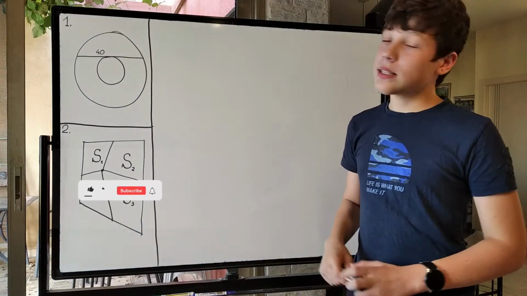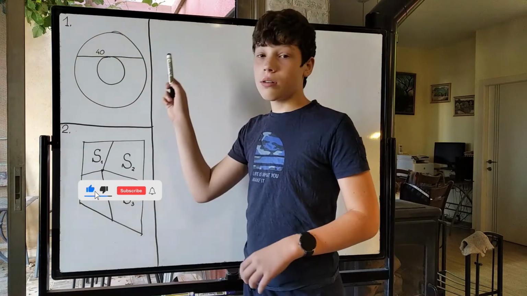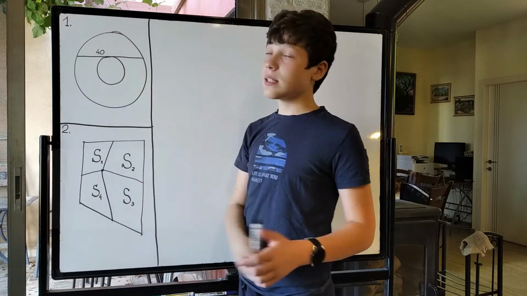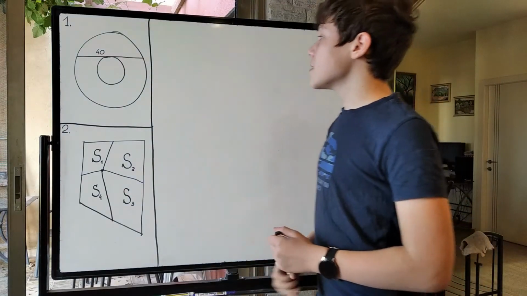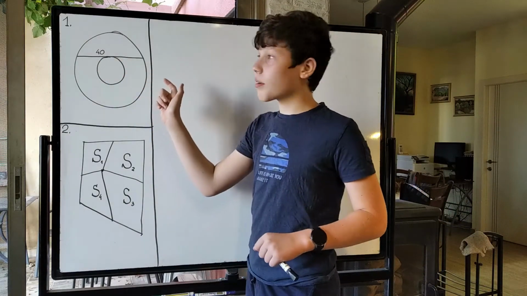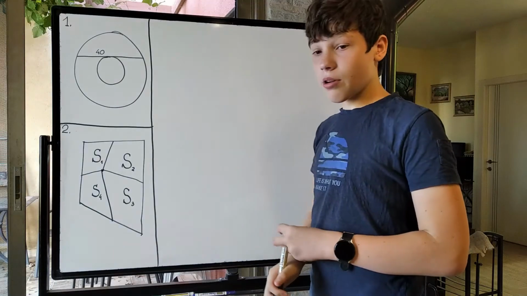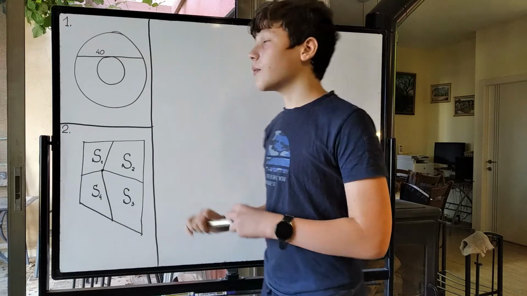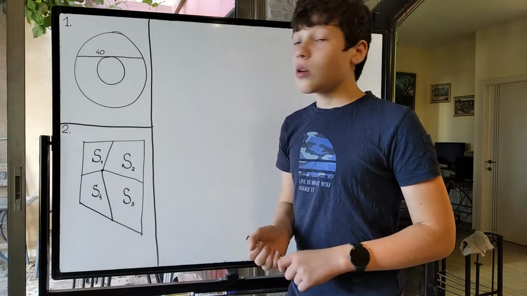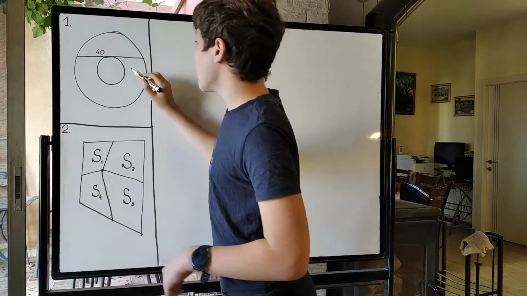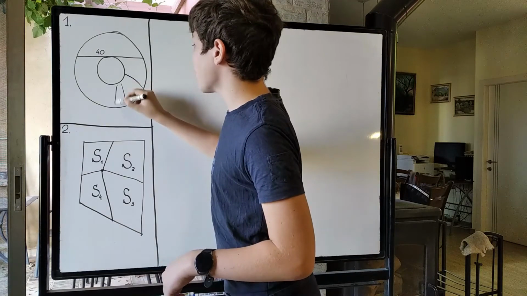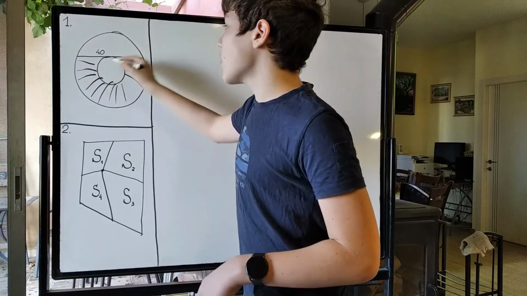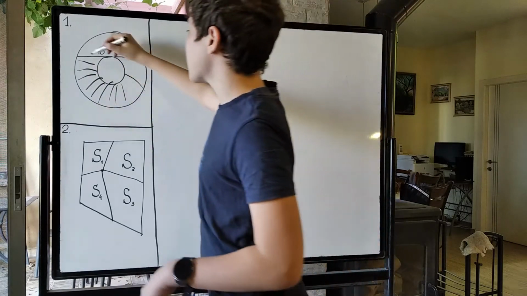So the first one is, if we have a circle and a smaller circle inside of it with the same center, and this line, which is a chord of the big circle and is tangent to the smaller circle, is of length 40. The question is, what is the area of this ring around the smaller circle inside the big circle?